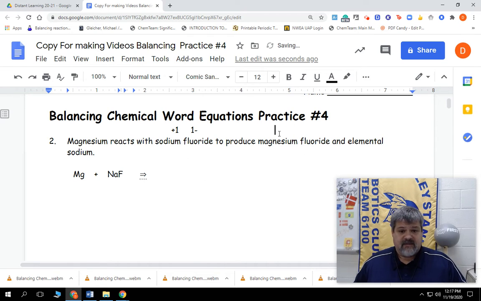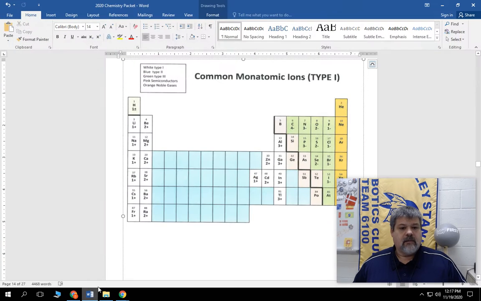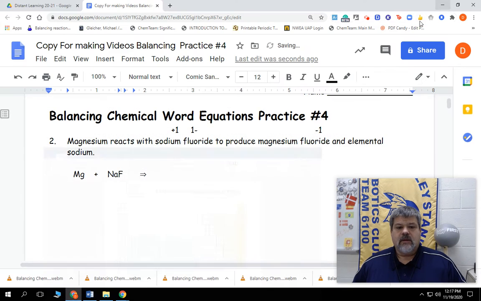So now I have magnesium fluoride. This is also a type 1 binary compound. So we have to go ahead and figure out what's the charge of magnesium. We know the charge of fluorine is a -1 or a 1-. So what's the charge for magnesium? Let's go back and look at our sheet. Magnesium is +2. Okay, now we knew it was going to be a type 1 because it didn't have the Roman numeral. So we know that that was a +2 or a 2+.